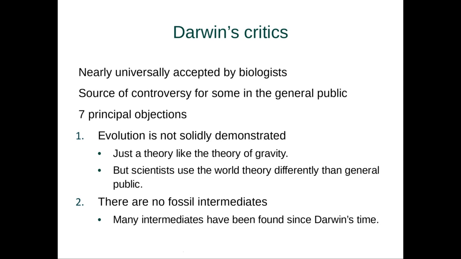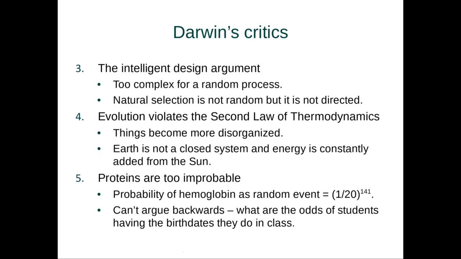There are no fossil intermediates. Well, we do know that there are holes in the fossil record, and that's true. But that doesn't mean that evolution is not true as a whole. People also argue that intelligent design is a thing, that evolution itself is too random and complex. And intelligent design means species were created by a deity. There's no evidence for that either. But we do know natural selection is something that's not random, but it's also not directed. So intelligent design doesn't quite fit with what we see in nature.